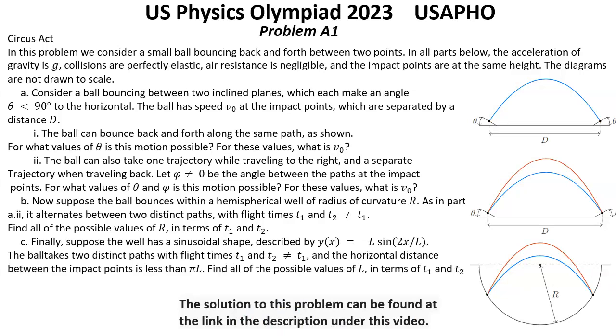Question C. Finally, suppose the well has a sinusoidal shape described by y as a function of x equal to negative L multiplied by sine 2x over L. The ball takes two distinct paths with the flight times T1 and T2 not equal T1, and the horizontal distance between the impact points is less than pi L. Find all of the possible values of L in terms of T1 and T2.